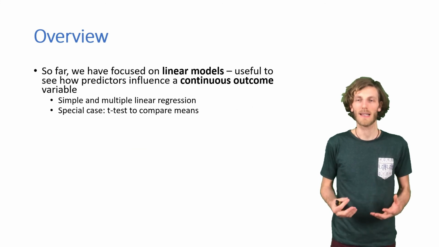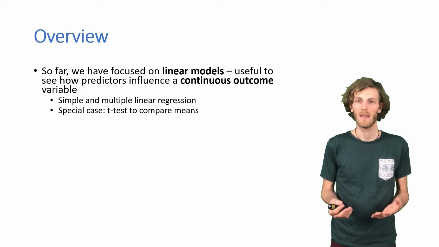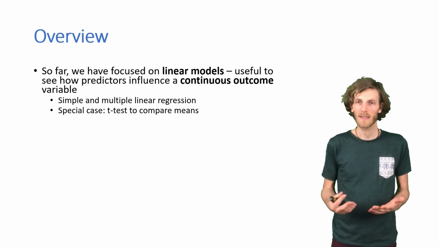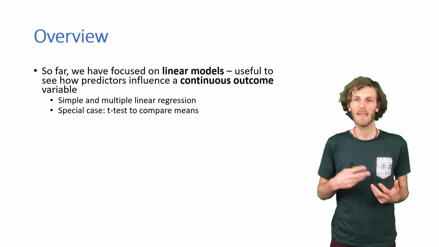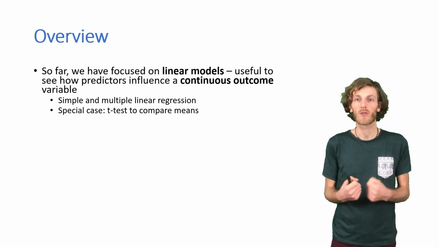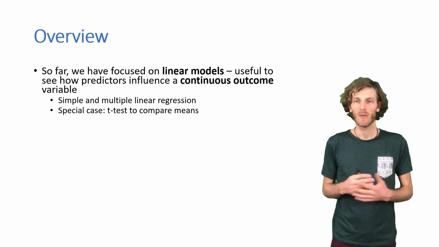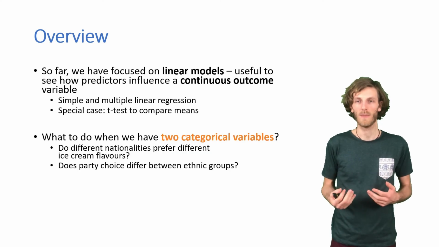And linear models are all about figuring out how a continuous outcome variable is predicted by other variables. In the case of linear regression, those variables can be of any kind. In some special cases like the t-test, we might care about how a grouping variable influences a continuous outcome. However, those techniques break down when we're actually interested in two categorical variables.